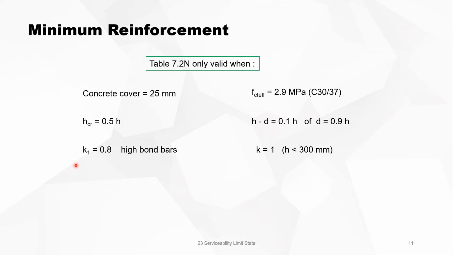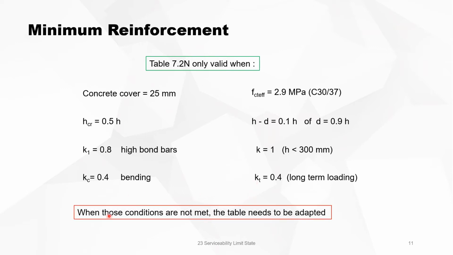The k1 factor must be for high bond bars. The form factor is 1. It means that the total depth is smaller than 300 millimeters. This is most likely not the case for a beam. It's more likely that this is for slabs. The table is only valid for this, although kc is 0.4 for bending, and it's for long-term loading. So when those conditions are not met, you have to adapt this table.